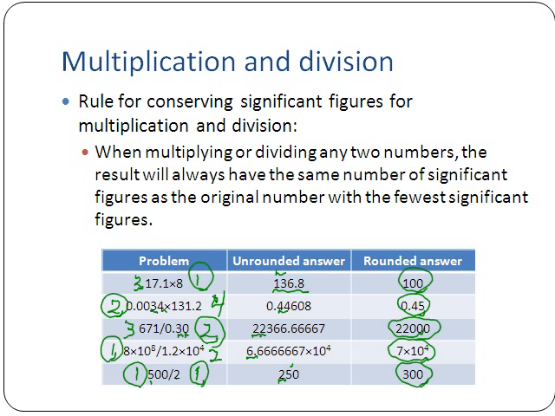It wouldn't give you anything that's anywhere close to 250. And so to make sure our rounded answer is correct, then we have 300. That's the one that has the correct number of significant figures.